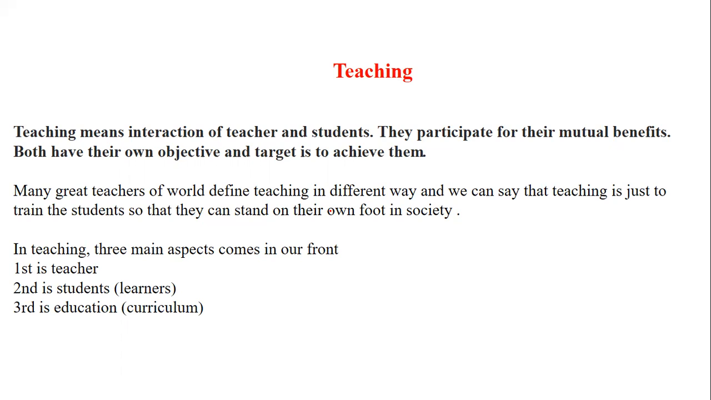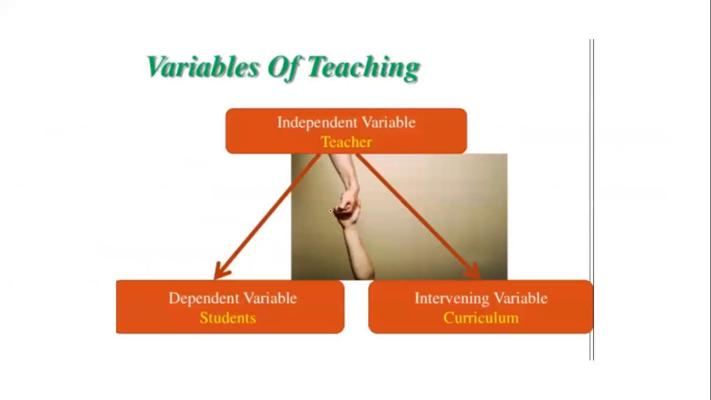Teaching comprises three main aspects. One is the teacher, second is the student, and third is the curriculum, that is education. I've written both words because in code questions they will definitely point this out. You usually read teacher, student, and curriculum, but it includes teacher, learner, and education also. If you see the variables of teaching, the teacher is the independent factor, students are dependent on the teacher, and the intervening variable is the curriculum. This was also a question in a previous year question paper regarding the variables, so keep this in mind.